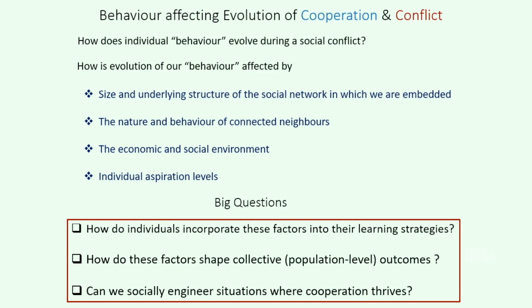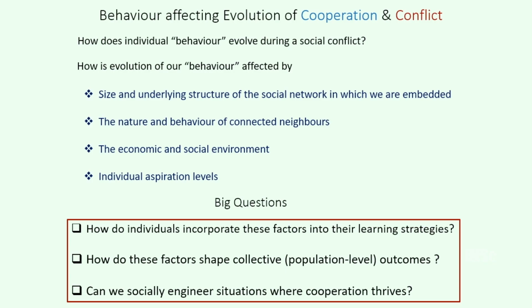And so we need to understand how individual behavior changes over time, and how it depends on the size and the structure of the underlying social network, say, like all of us are embedded in when you're talking about people. How does it depend on who your neighbors are and how they behave with you and with other people? How does it depend on the economic and social milieu in which you are embedded? And how does it depend on your own aspiration levels, right? So these are all complex factors.